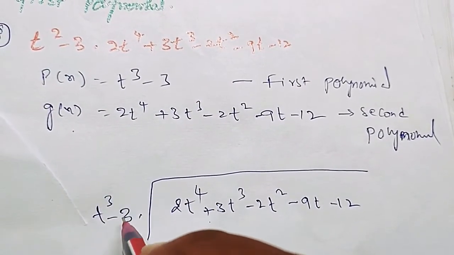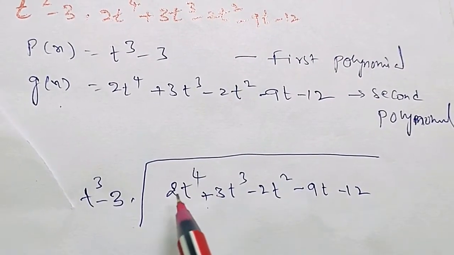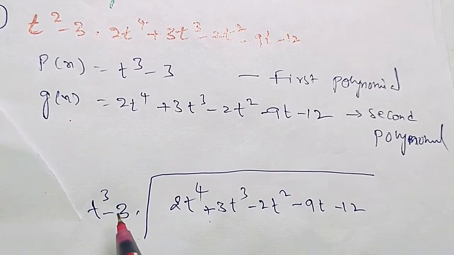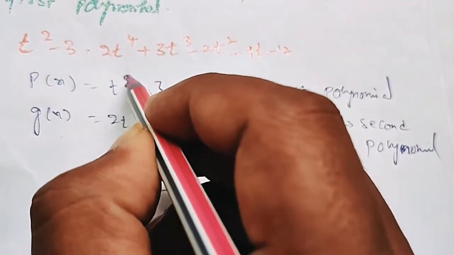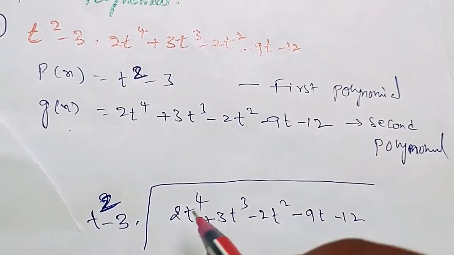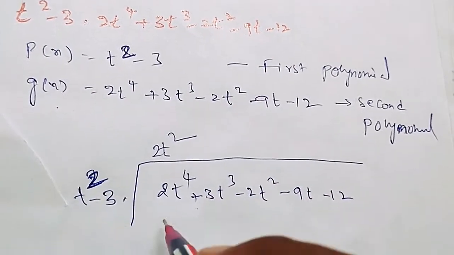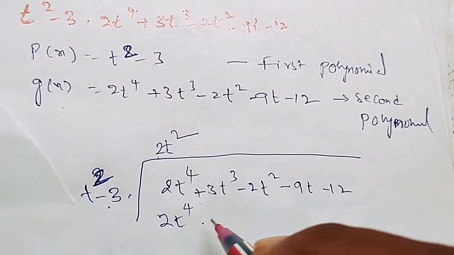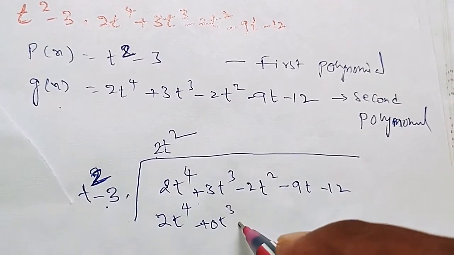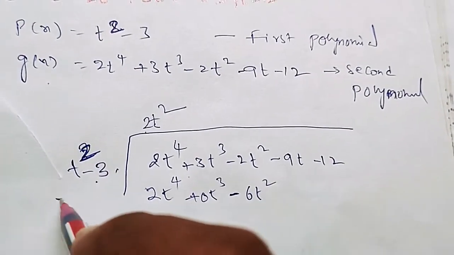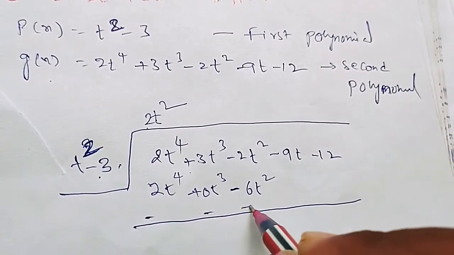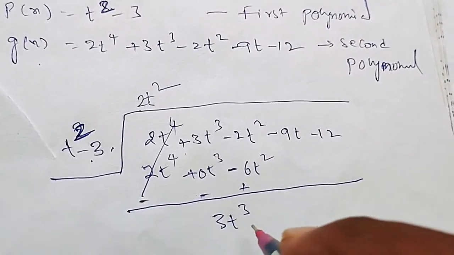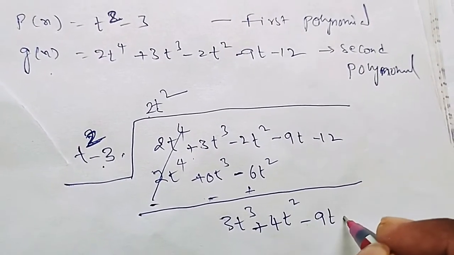Now t cube minus 3. So here t power 4, there t power 4, 2 into t power 4. Now we should multiply with, so 2t cube, no, not 2 cube, this is t square, sorry friends, t square. Now we'll multiply with 2t square. 2t square into t square, that is 2t power 4, minus 3 into 2, 6, 6t square. Here nothing is there, you can write 0 t cube. So minus 6t square. Minus minus plus, these cancel each other. Then 3t cube plus 6 minus 2, that is plus 4t square minus 90 minus 12.